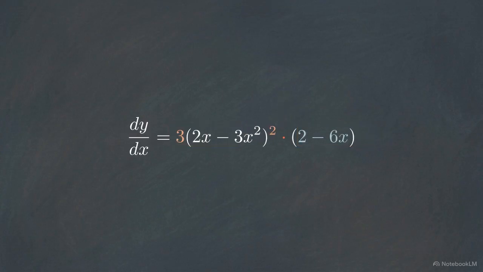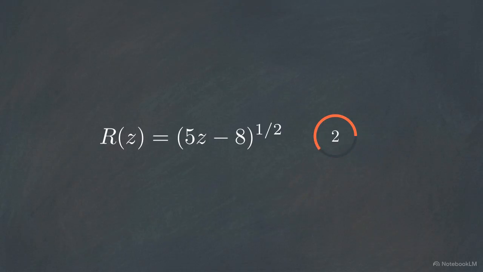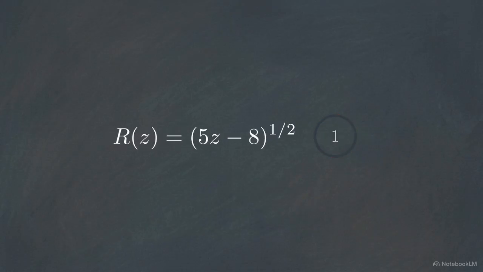The chain rule is a strict sequence. Differentiate the outside, leave the inside alone, then multiply by the derivative of the inside. Let's test that sequence. Look at this fractional power equation on screen. Pause the video, identify the inside function, and apply the chain rule.